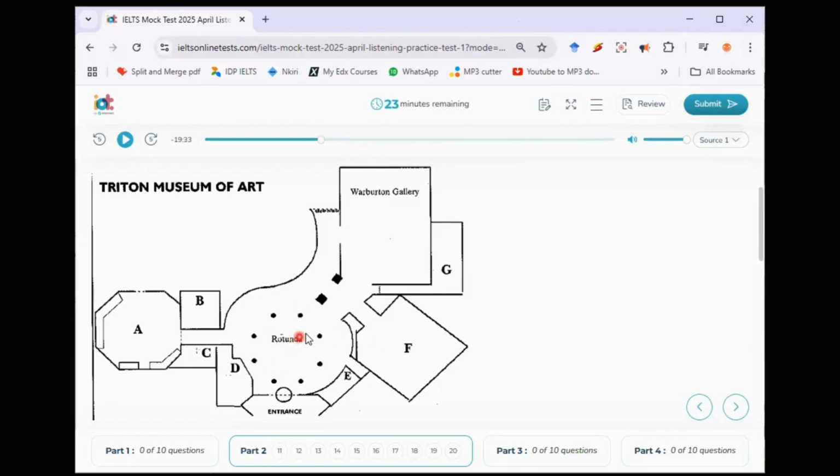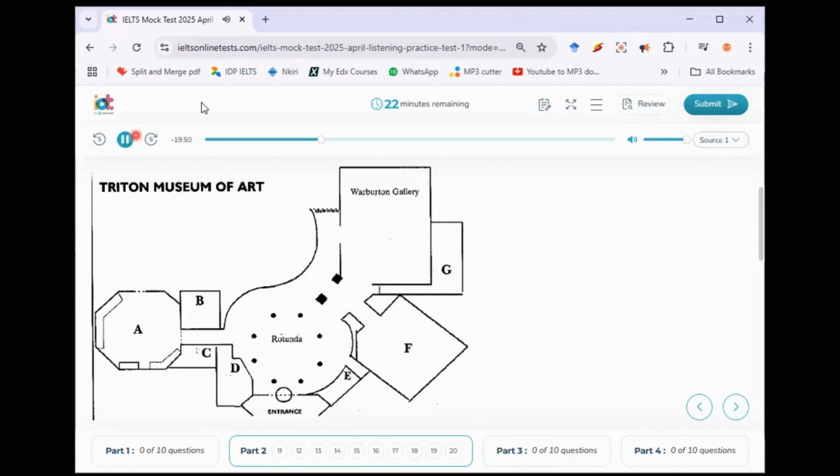Now I'll need to move some towards this direction that I'm pushing my red highlighter to go to the Warburton Gallery or to go to room G. All these things are things you need to take time to study and see, in what direction do we have the different parts of the map? What parts of the map have been labeled? These are things you register before the audio recording starts. Now let's play the audio recording.